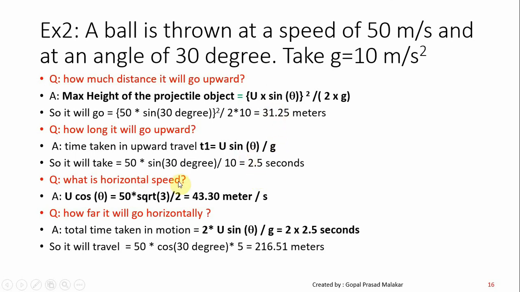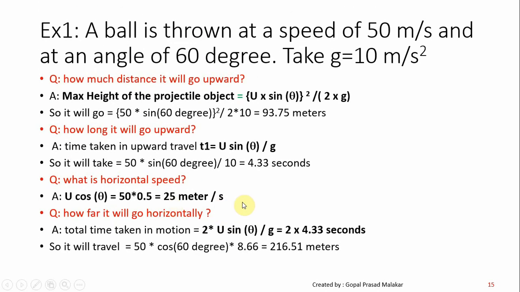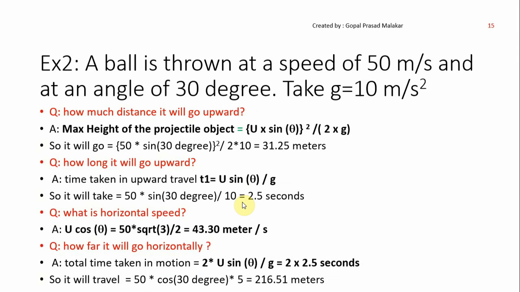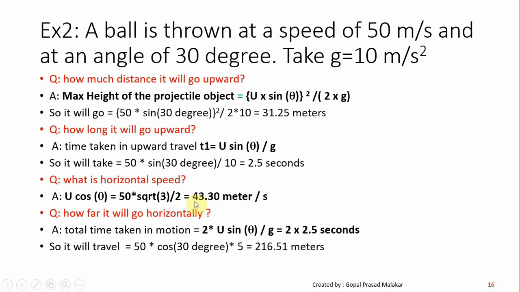But look at the horizontal speed. The horizontal speed is 43.3, because cos 30 is actually square root 3 by 2. It's giving you 43.30, which was here 25. And how much will it travel? It is traveling with a higher speed but for lesser time. So it will travel 50 cos theta, which is 43.3, for 2.5 seconds upward, 2.5 seconds downward, 5 seconds, which gives 216.